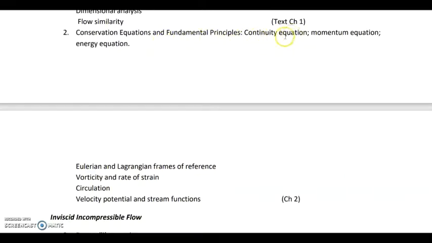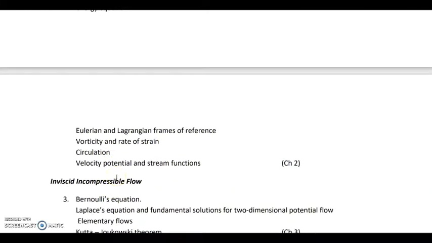That is the continuity equation, which is based on the conservation of mass, the momentum equation based on the conservation of momentum, and the energy equation, which is based on the conservation of energy. We'll then also look at the different frames of reference that can be used to study fluid flows. We'll look at the Eulerian frame of reference and the Lagrangian frame of reference. We'll look at the vorticity and rate of strain, circulation, velocity potential, and stream functions.